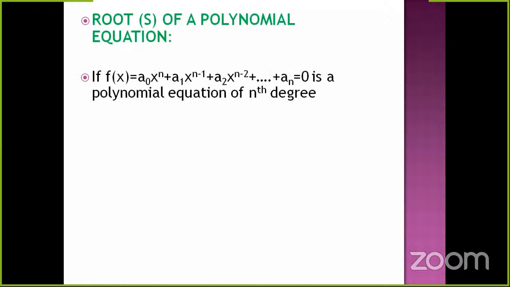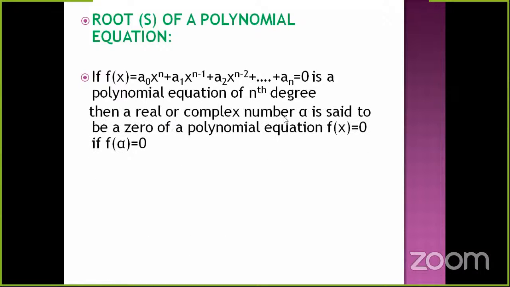Now, let us see the topic of root or roots of a polynomial equation. So, consider the nth degree polynomial equation. Already you learned about the nth degree polynomial equation, that is f of x is equal to a0 x power n plus a1 x power n minus 1 plus a2 x power n minus 2, so on, an is equal to 0. Then a real or complex number alpha is said to be a zero of this polynomial equation if it satisfies the equation. That is, if f of alpha is equal to 0, then I can call this alpha, that is a real or complex number, the root of the equation f of x equal to 0.